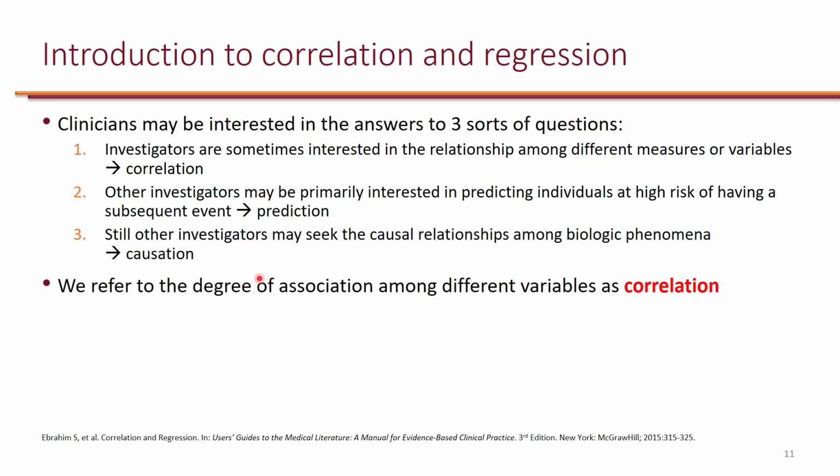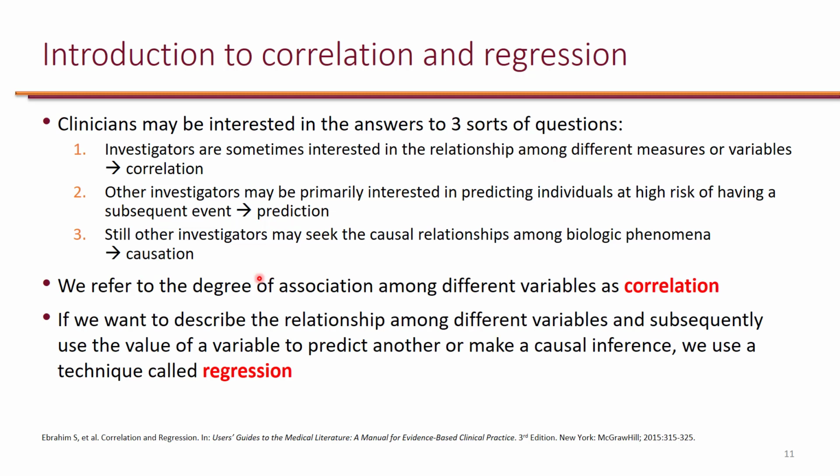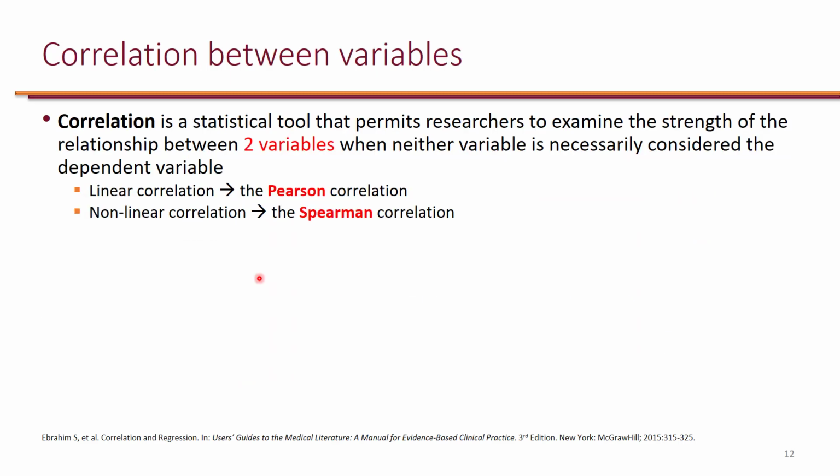Correlation is the degree of association among different variables. Now, if we want to describe the relationship among different variables and predict the value of a variable based on another variable's value, we use a technique called regression. Let's take a look at correlation first. Correlation is essentially a statistical tool that allows us to see if there's a relationship between two variables. For linear correlation, we typically use the Pearson correlation, and for nonlinear correlation, we use the Spearman correlation.